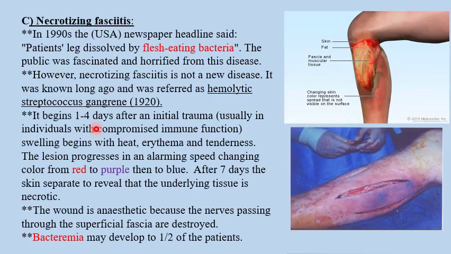The color changes: the red color will change from red to purple and then to blue, as we can see in the picture, where we have the red and the blue color on the skin. After 7 days the skin separates, meaning the skin itself is removed, to reveal that the underlying tissue is necrotic. That part will be black in color. Maybe this picture is not very severe, but I will show you another picture where the flesh has changed color to black, which means necrosis has occurred.